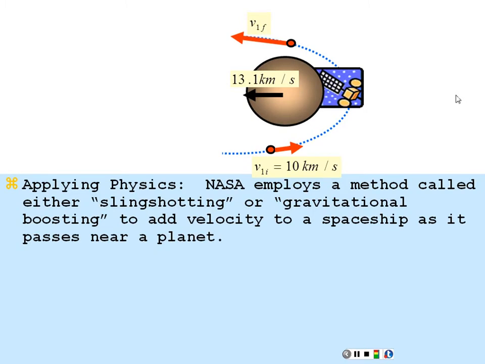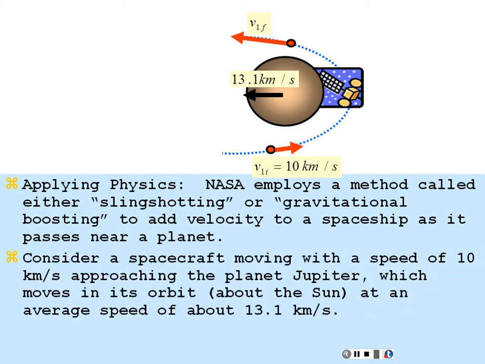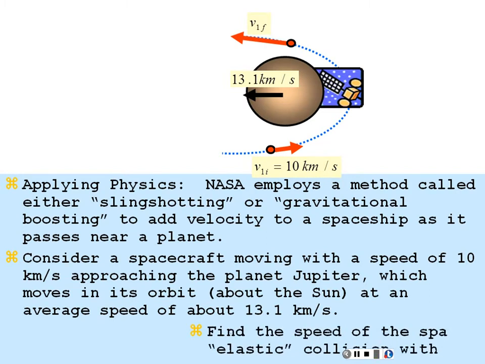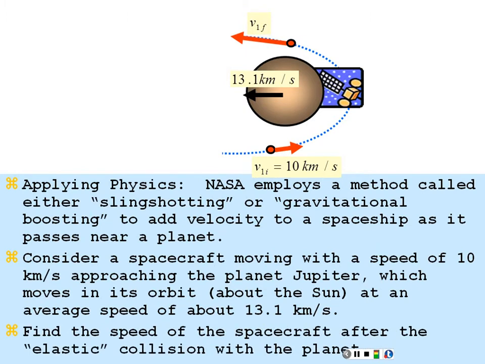Applying physics. NASA employs a method called slingshotting, or gravitational boosting, or gravitational assist, to add velocity to a spaceship as it passes near a planet. Consider a spacecraft moving with a speed of 10 kilometers per second approaching the planet Jupiter, which moves in its orbit around the Sun at an average speed of 13.1 kilometers per second. Find the speed of the spacecraft after this quote-unquote elastic collision with the planet.